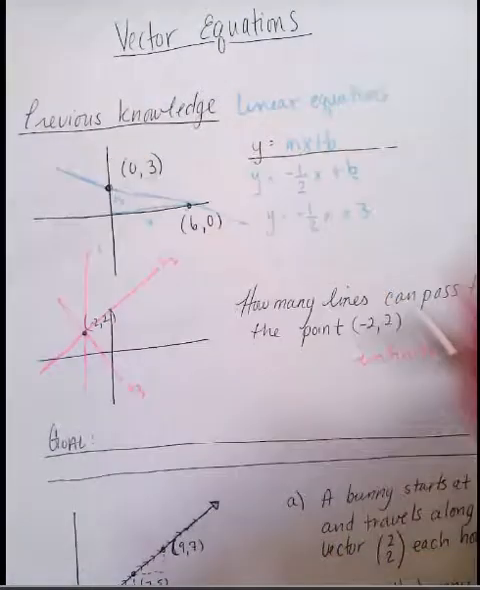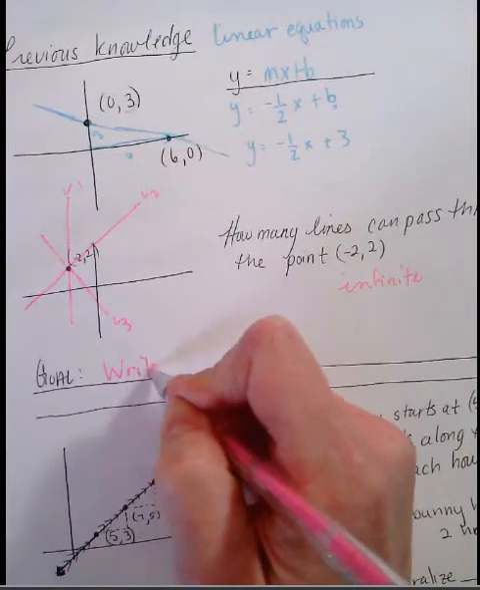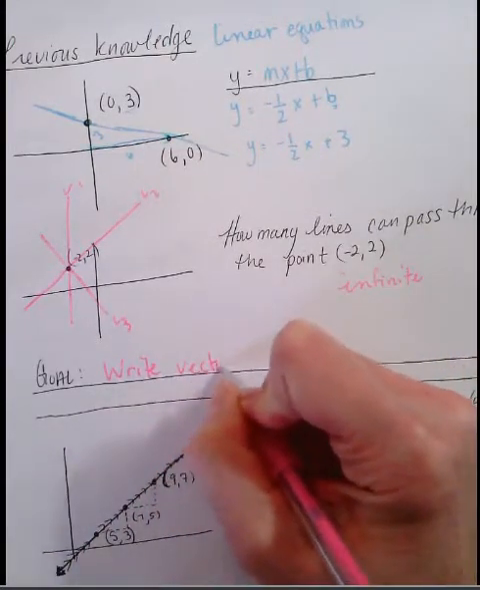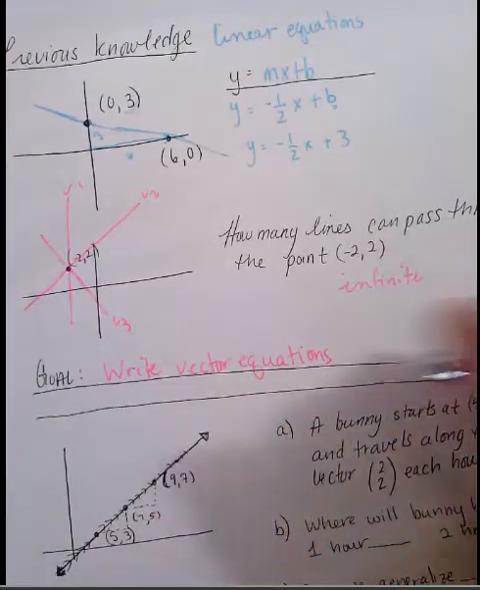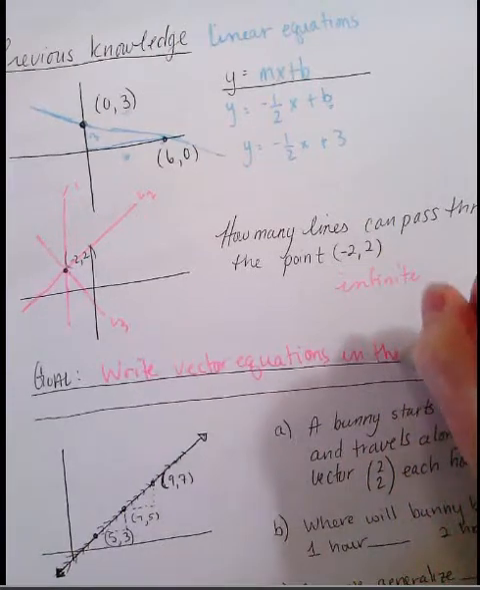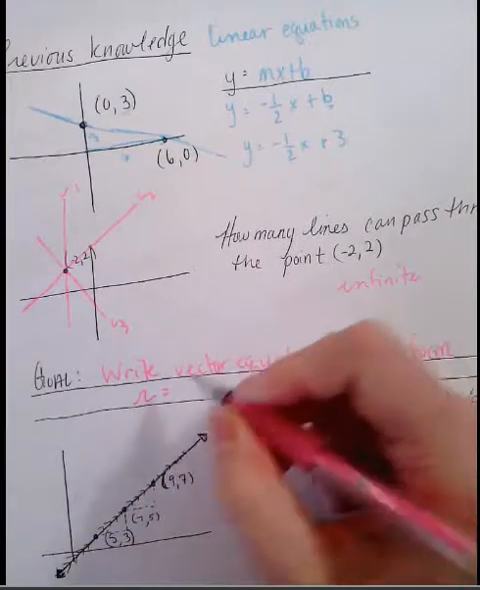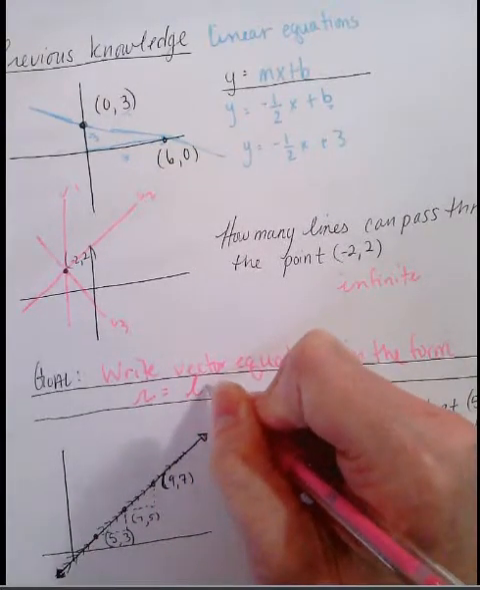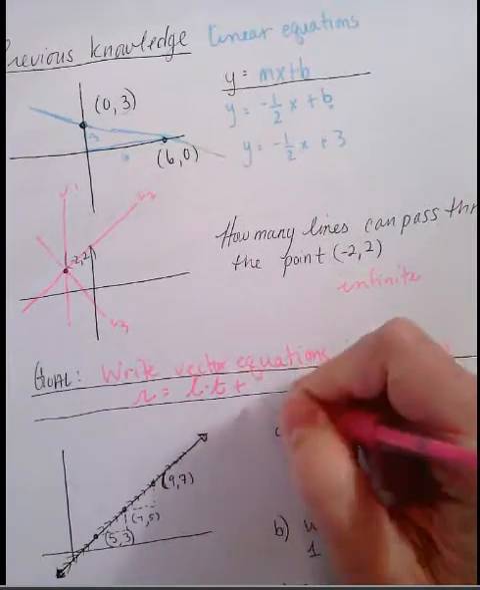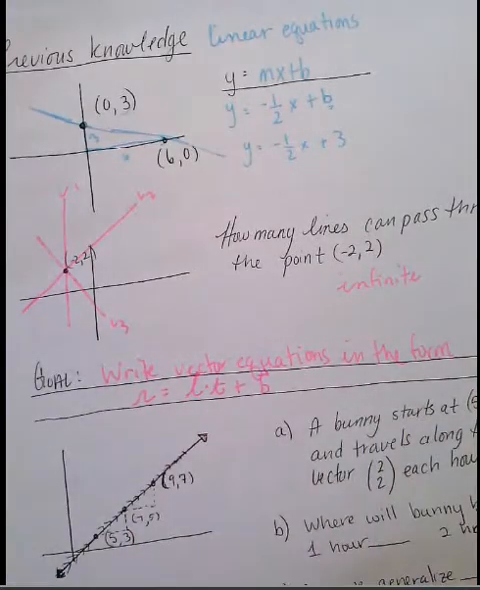So our goal today is going to be able to write vector equations. The form is r equals, I think they call it lambda times t plus maybe some vector. So lambda and b are both going to be vectors, and we'll talk more about that as we continue.